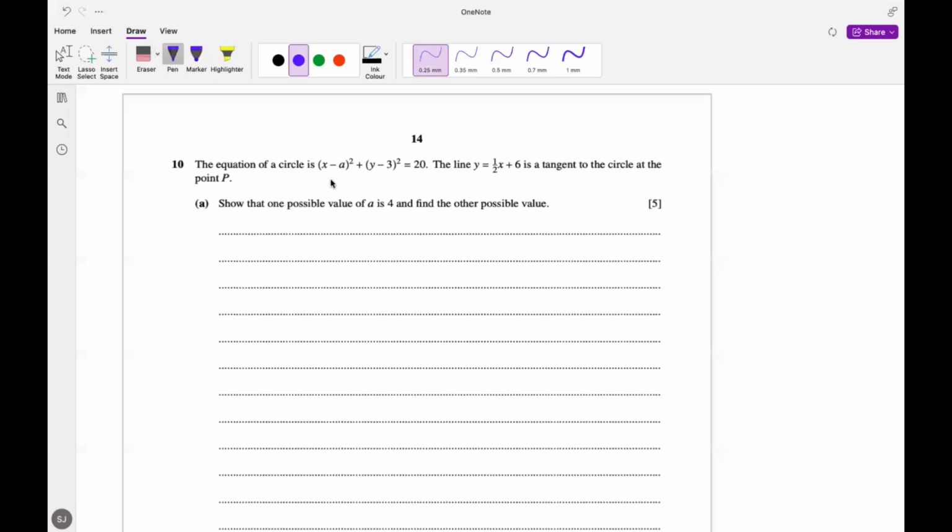In question 10, the equation of a circle is given as (x minus a) whole squared plus (y minus 3) whole squared equals 20. The line y equals half x plus 6 is a tangent to the circle at the point P. We have to show that one possible value of a is 4, and we have to find the other possible value. Now, as the line is a tangent, it means it is intersecting the circle at one point.